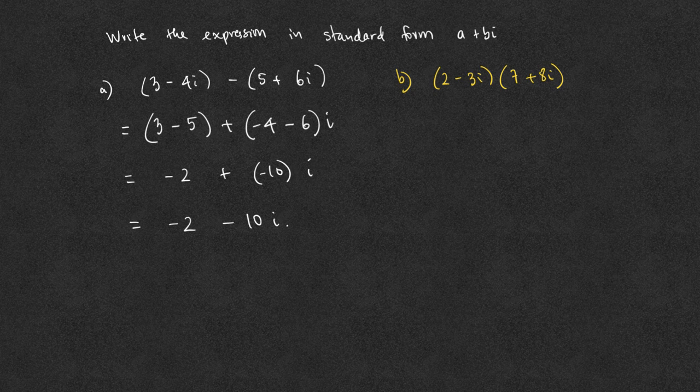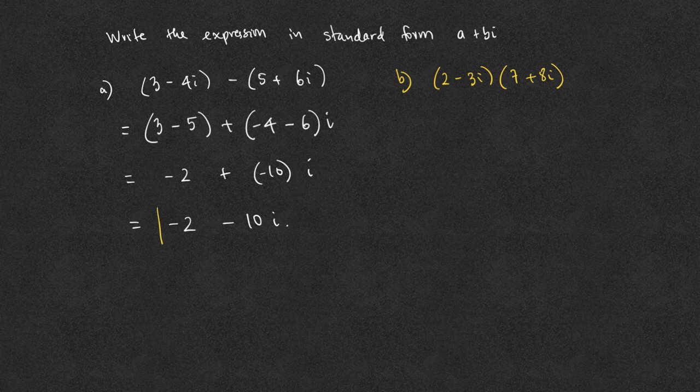Alternatively, we can just simply take 3 minus 5, which is -2, and -4 minus 6, because we distribute the negative sign. -4 minus 6 is -10, and that is -4i minus 6i, which is -10i.